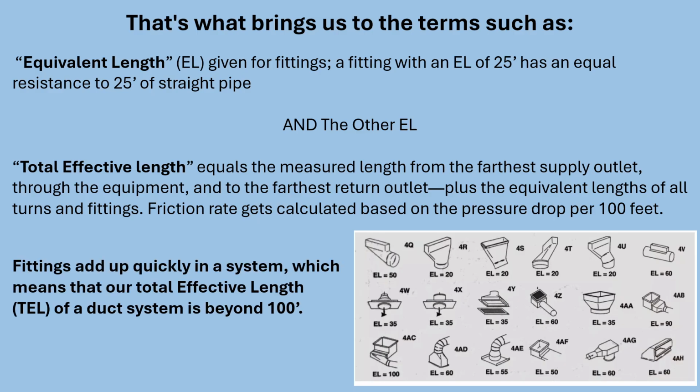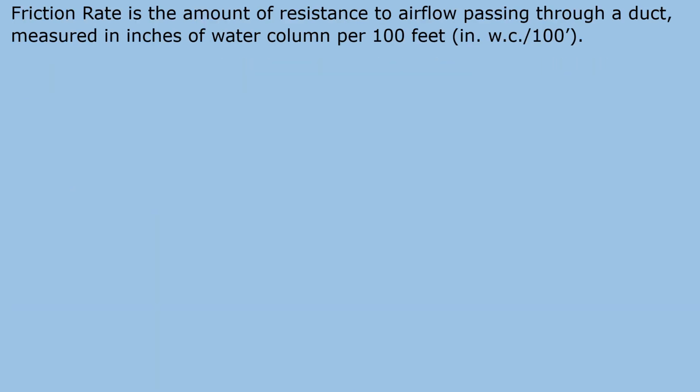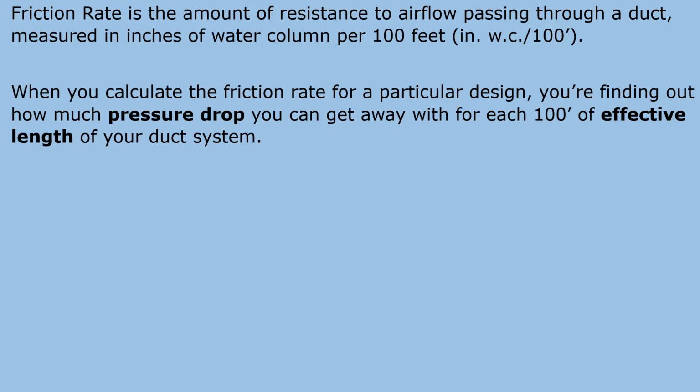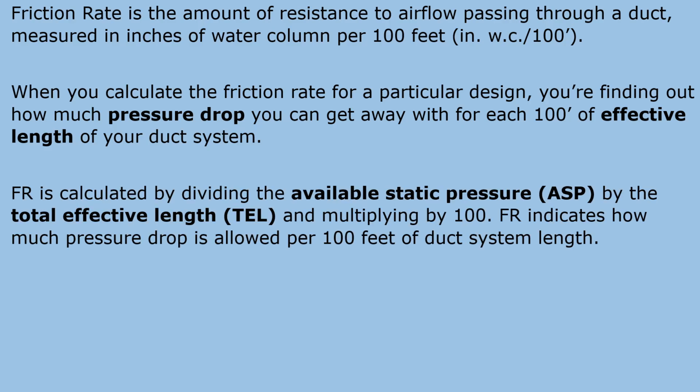Fittings add up quickly in a system, which means that our total effective length of a duct system is beyond 100 feet. Friction rate is the amount of resistance to airflow passing through a duct, measured in inches of water column per 100 feet. When you calculate friction rate for the particular design, you're finding out how much pressure drop you can get away with for each 100 feet of effective length of your system.